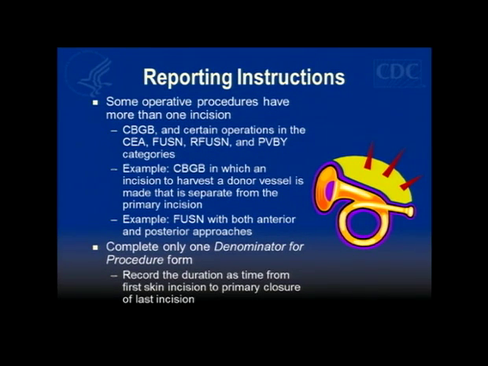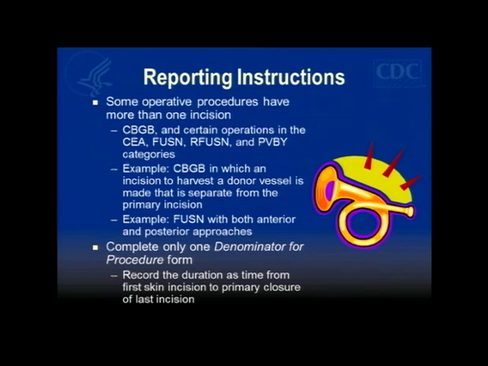Okay, so I want to talk about a few of those reporting instructions, and some of these deal with how you handle duration of operation in various situations. So sometimes you have procedures that have more than one incision, right? So CBGB, coronary artery bypass graft with both a chest and some kind of donor site incision, that would be at least 2 incisions, right? And operations like carotid endarterectomy, CEA, spinal fusion, spinal refusion, and peripheral vascular bypass grafts often have more than one incision to do that particular procedure.